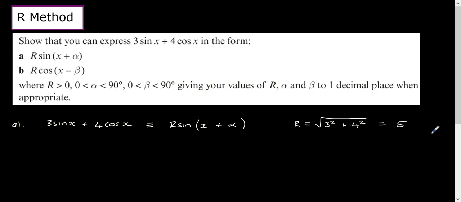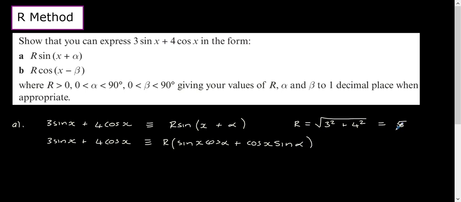And that's always the way, okay? It's always the case. This number squared plus this number squared, square root the answer, that is your r value. The easiest thing in the world to find. To find the alpha, we have to do a little bit more work. So I'm going to go back to this, 3 sine x plus 4 cos x, and I'm going to expand this, sine x plus alpha. Now I'm using the expansion of sine a plus b, which again will be covered in another one of my videos that you can go back and have a look at.